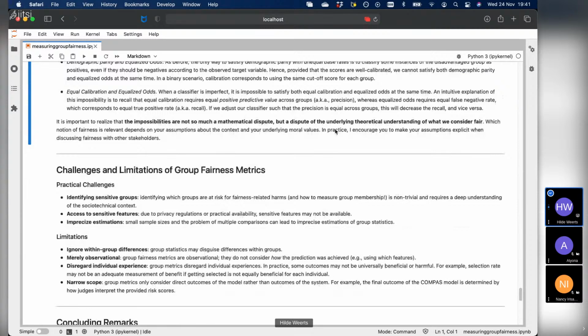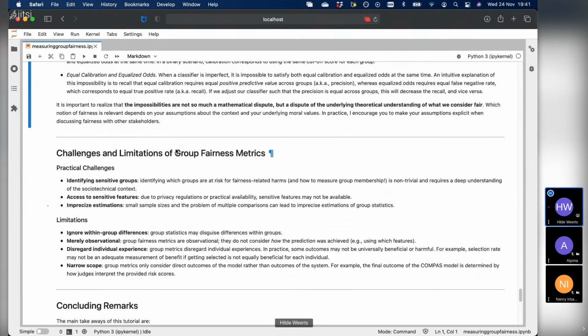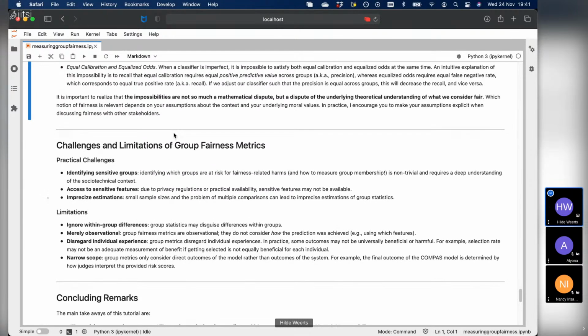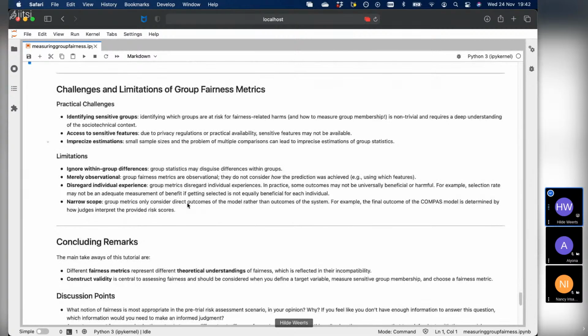Yeah. So one thing that I think is very important is to make sure that any assumptions that you have about this, you just have to make it very explicit when you discuss fairness with other stakeholders, like people involved with the business or users of your system. All right, I'm gonna start finishing up the tutorial part.